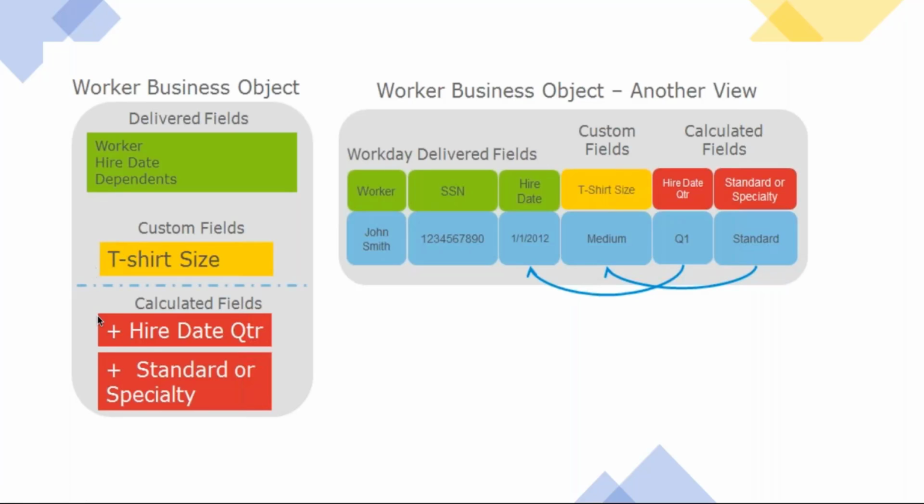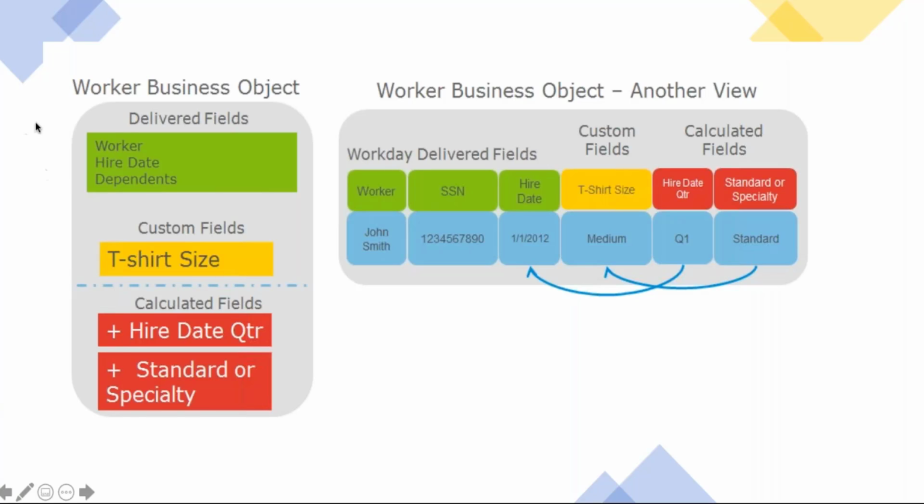Then comes calculated fields. Calculated fields are those fields which were not delivered by Workday, but using the delivered field, you extract some more calculated information. Like from the hire date, you wanted to extract the quarter of that hire date. From dependents, maybe you wanted to extract only a particular kind of dependent, maybe only dependents of type child. That delivered field holds the value, but maybe I want only a subset of that value, for which I will have to build calculated fields.